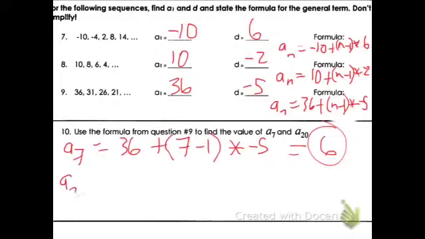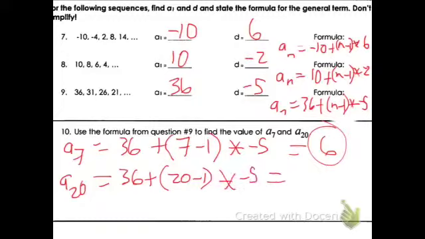And we're going to plug in 20 now. So 36 plus 20 minus 1 times negative 5. 20 minus 1 is 19, times negative 5 is, 19 times 5 gives me negative 95, and then I need to add that to 36, and it gives me negative 59. And that's that one. There's the first 10.